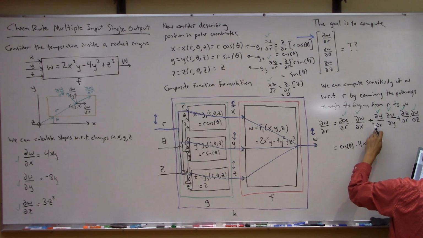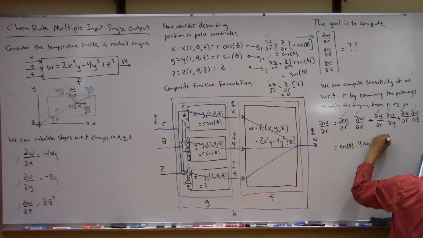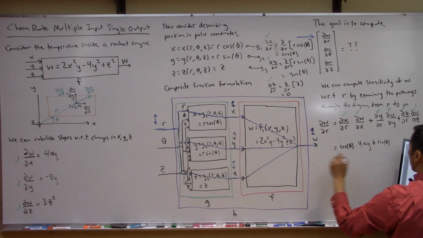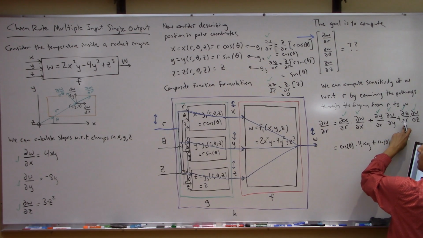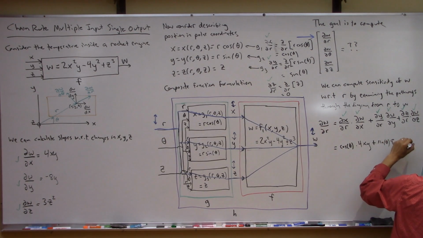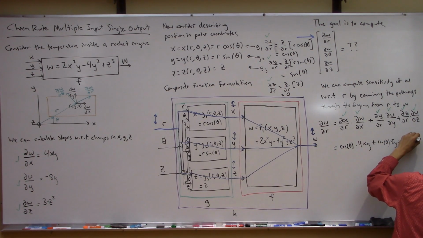plus, okay, this one, dy dr, that's right here. So this is times sine theta times dw dy, which was times 8y, right? Plus dz dr was a big fat 0 times dw dz, which was 3z squared.